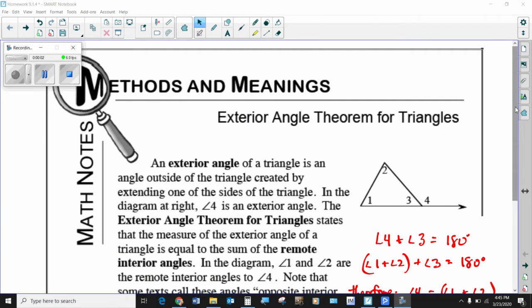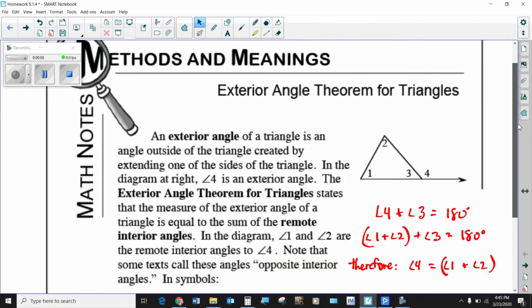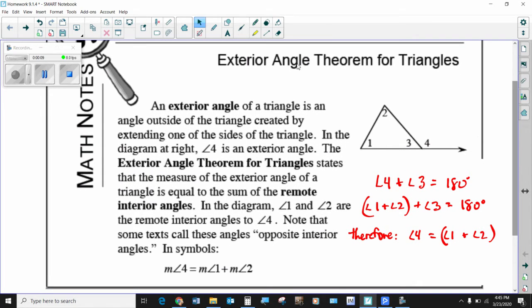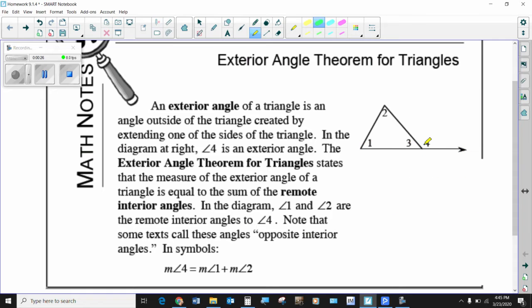Alrighty, welcome back. We're going to look over the homework for lesson 9.1.4. These are the M&Ms for the exterior angle theorem for triangles. First of all, let's make sure we understand how to find an exterior angle of a triangle. You've got your three sides of the triangle, and then one of those sides gets extended. And so with that extension, more angles are created.